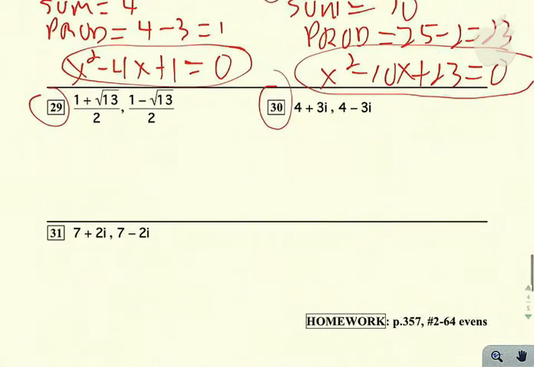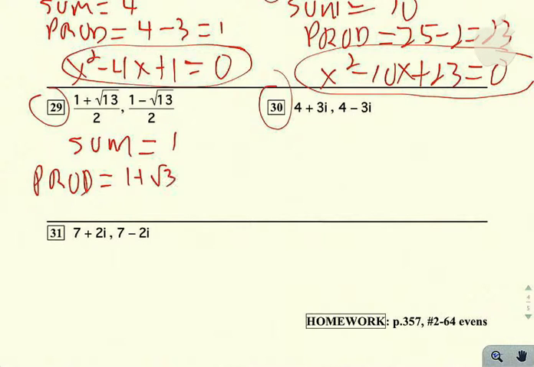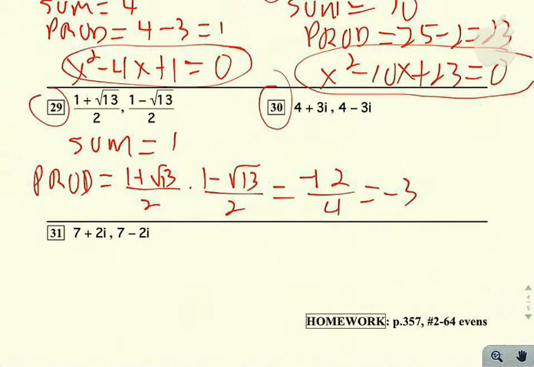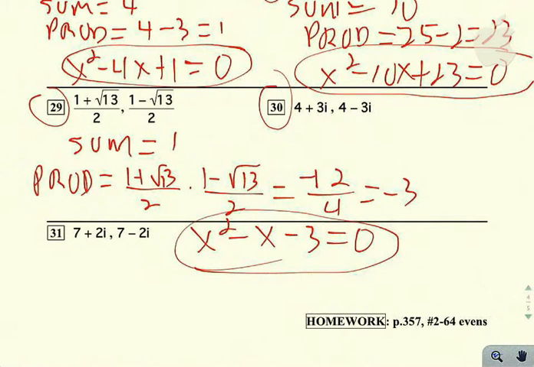Number 29. The sum, if you add these two fractions together, the square roots cancel and you get 2 over 2, which is 1. And the product, well, we have a little more work to do here. 1 plus the square root of 13 over 2 times 1 minus the square root of 13 over 2. At the top we'd have the difference of two squares, 1 minus 13, which is negative 12. The bottom is 4, so it's negative 3. So the equation would be x squared minus 1x minus 3 equals 0. That equation would have those two solutions.